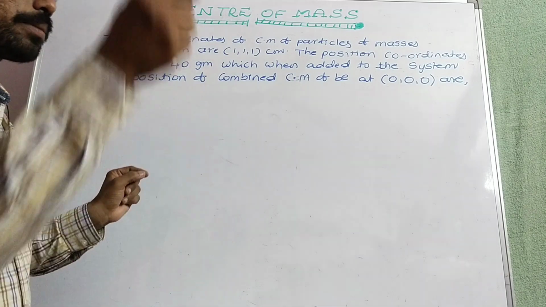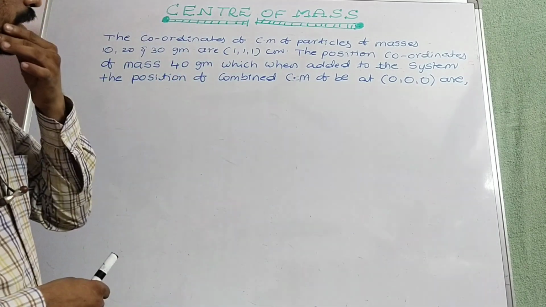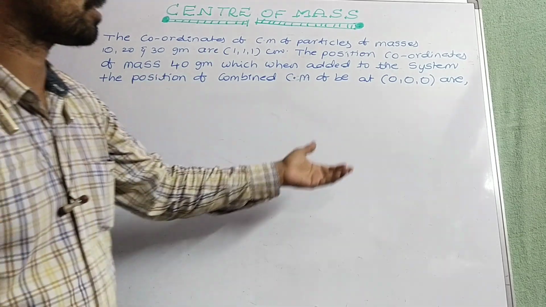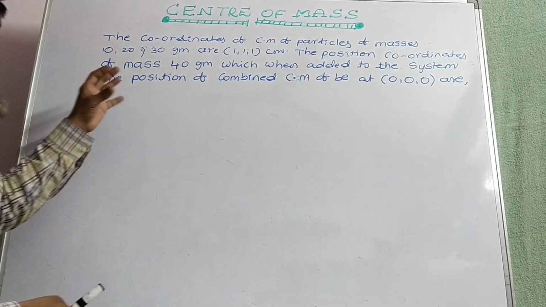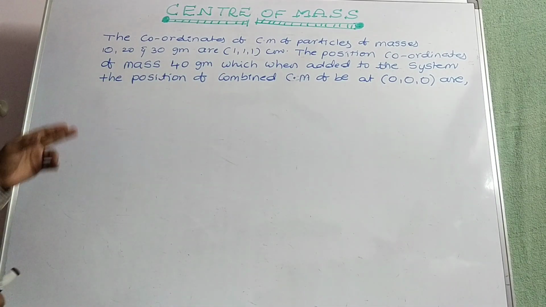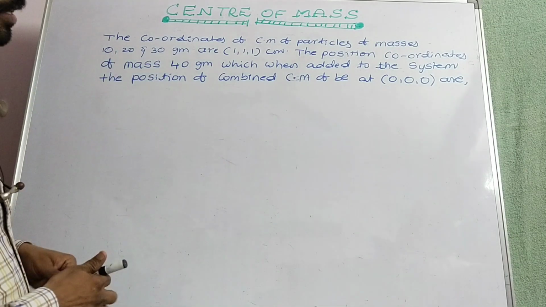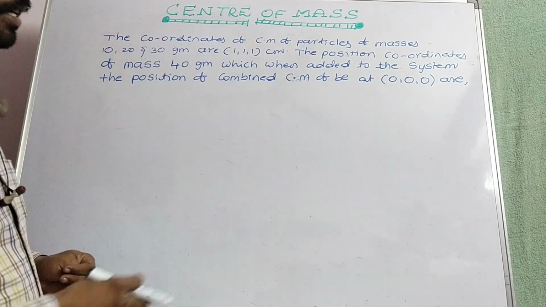When another mass is introduced in the system of particles, so here we have 4 masses, then the center of mass becomes shifted to 0, 0, 0. Then we have to find the position of the center of mass. Then we have to find the position coordinates, that is x4, y4, z4 we have to take.